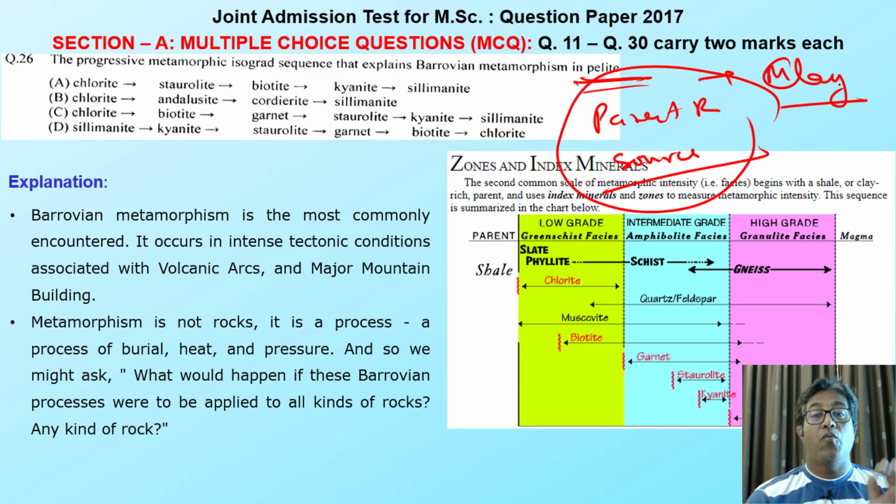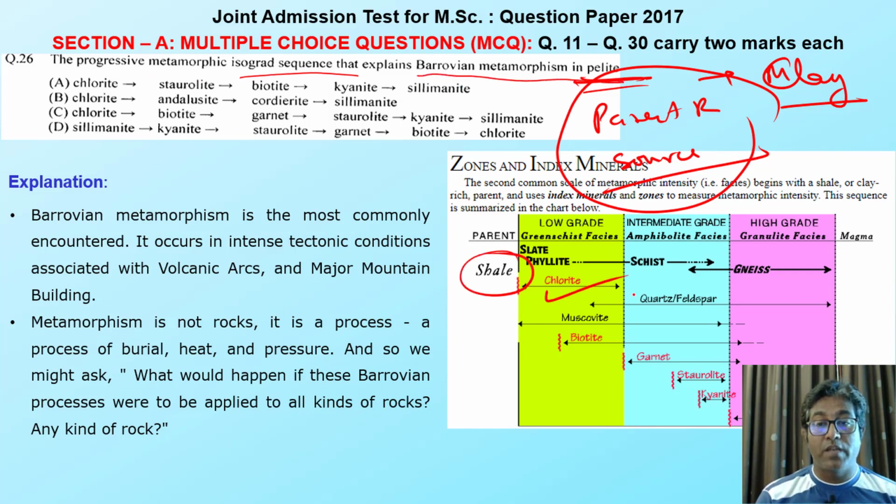If you have shale, what type of index mineral will you get? The progressive metamorphic isograd sequence that explains Barrovian metamorphism in pelite: if I'm talking about pelite, I should get chlorite, biotite, garnet, staurolite, kyanite, and sillimanite. So chlorite, then biotite. So my option should be 26C.